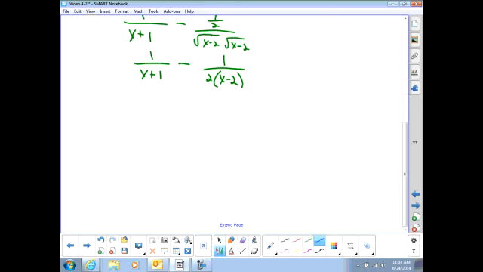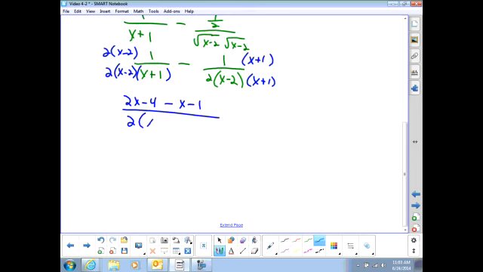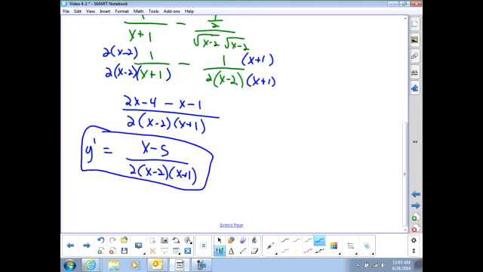So now, just to show that it's the same thing, we'll get a common denominator. Over here, we have to multiply by 2 times x minus 2. Over here, we have to multiply by x plus 1. So on top, we'll get 2x minus 4. We'll get negative x minus 1 all over 2 times x minus 2 times x plus 1. And when you neaten that up, you'll get x minus 5 over 2 times x minus 2 times x plus 1. And that is exactly the same as we got once we simplified the other way.